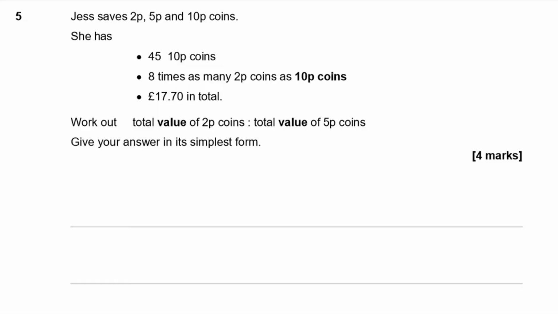Okay. Right, so let's just work this through then. So she's got 45 10p coins. And we have 8 times as many 2p coins as 10p coins. So in other words, she's got 45 times 8 2p coins. What's 45 times 8? Well, that's double, double, and doubling again. So 45 doubled is 90, double it is 180, double it is 360. So 45 times 8 is 360. She's got 360 2p coins.